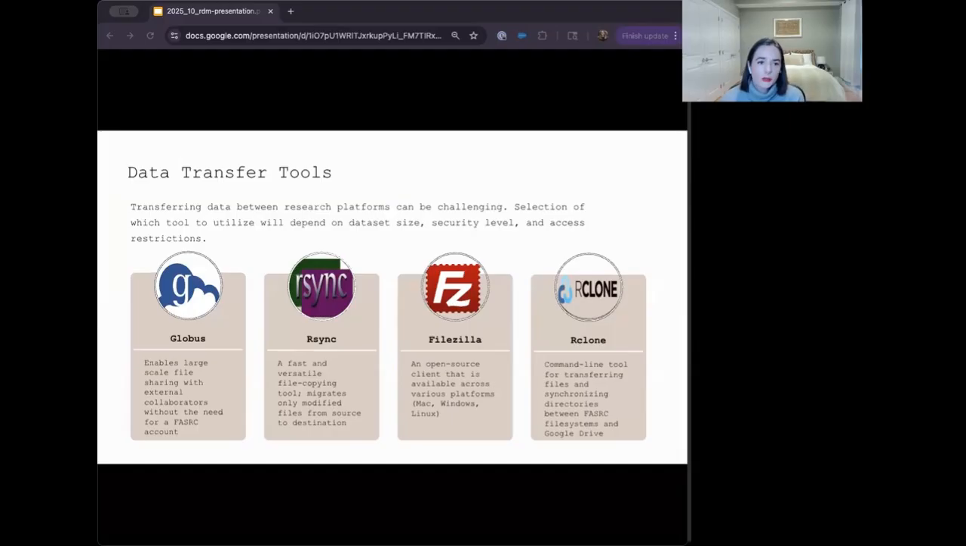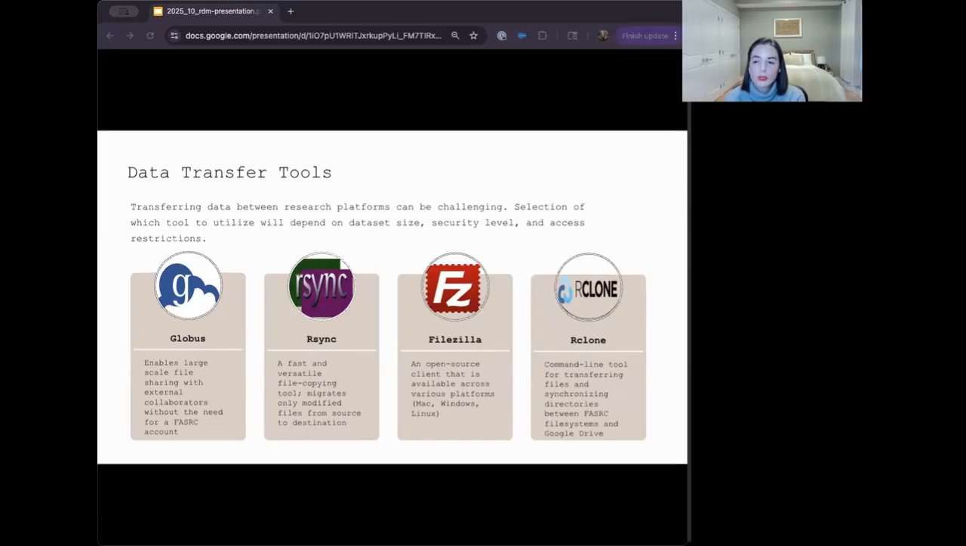One of the biggest challenges that labs deal with is transferring data between research platforms. It can be a challenging exercise. I did want to quickly list a few possible tools that can help with data transfers. Selection of the tool will depend on the size of your data set, what security level is associated with that data, and who will actually need access to the data set.